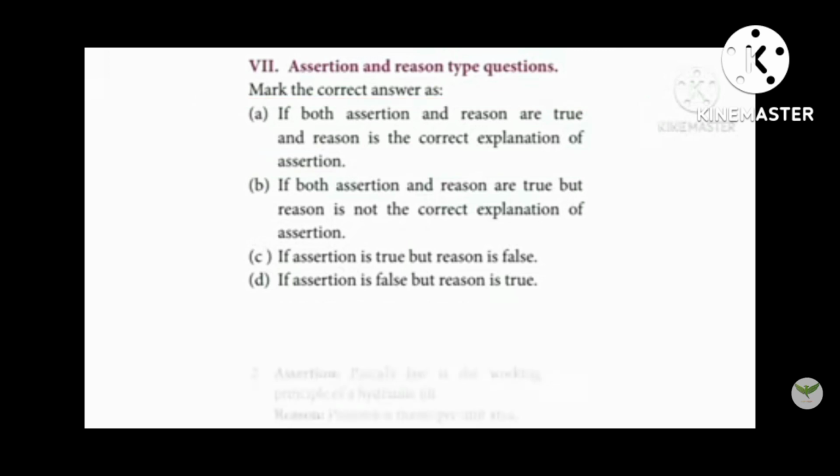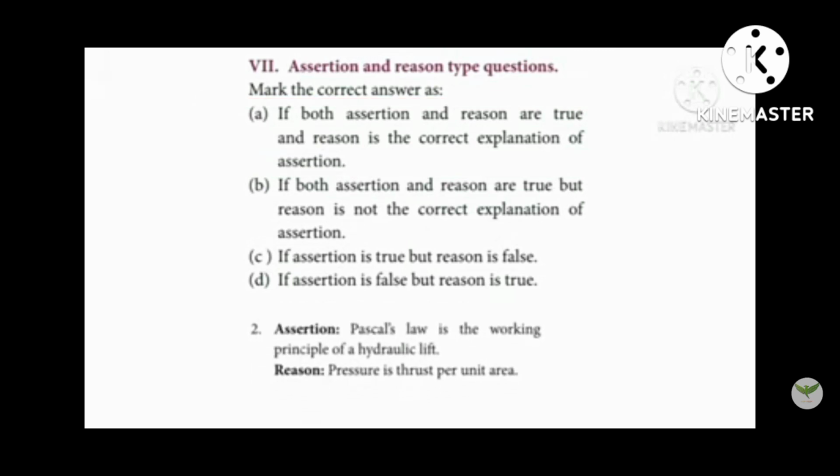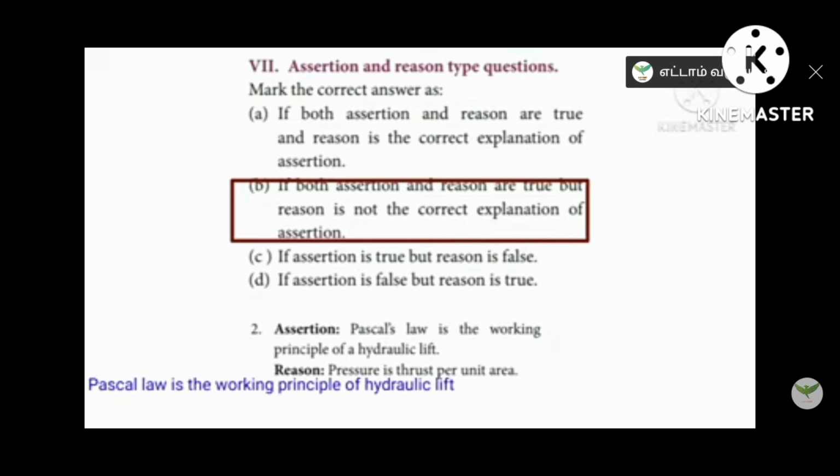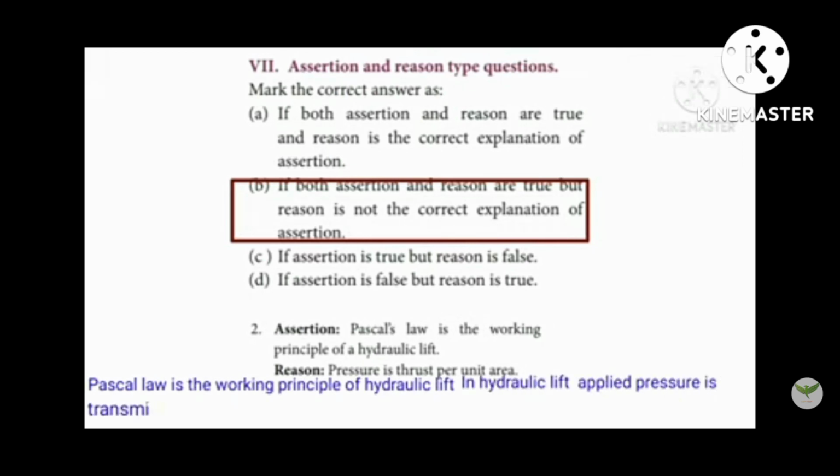Question number 2. Assertion. Pascal's law is the working principle of a hydraulic lift. Reason. Pressure is thrust per unit area. Answer. Both assertion and reason are true but reason is not the correct explanation of assertion. Correct reason is Pascal's law is the working principle of hydraulic lift. In hydraulic lift, applied pressure is transmitted uniformly and multiplied throughout the system.